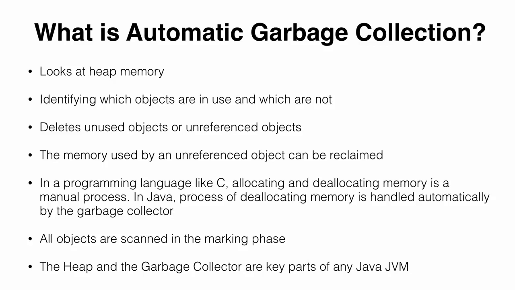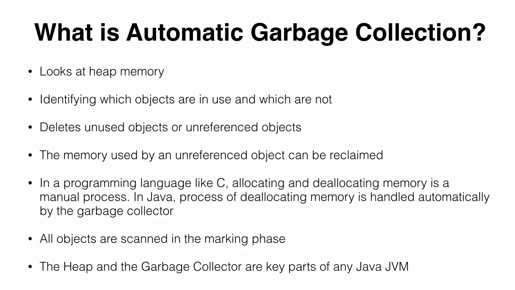If you're from a C background, you'll probably understand this a lot better than most people, because you've allocated and deallocated memory manually. In Java, the deallocation process is done by the garbage collector, so it's fully automatic, which is really nice. This is done by a scanner, which basically scans for objects. It looks at the heap memory, identifies which objects are and are not in use, and then it will delete unused objects, or unreferenced objects that are no longer reachable.